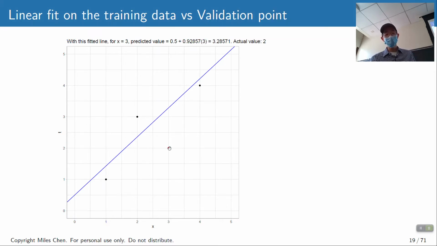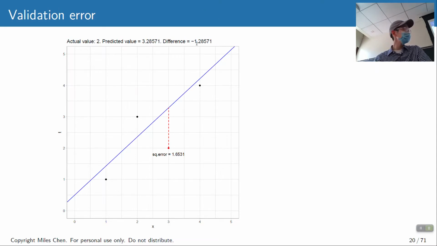So here's the point I left out. According to this model, for x equal to 3, we would predict the value 3.28571. Okay, it comes up here. And the actual value is a 2, and so my difference is negative 1.28571, and if you square that, you get 1.653. Okay, and we're going to do this for all 4 data points.